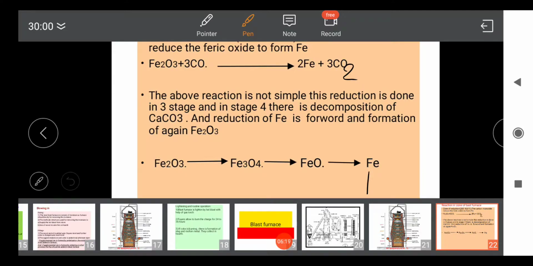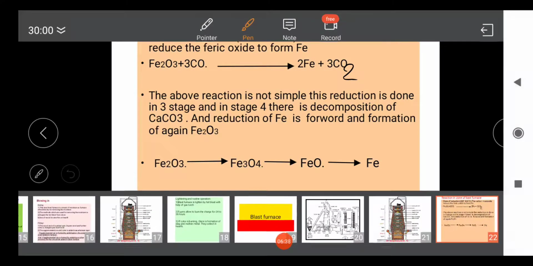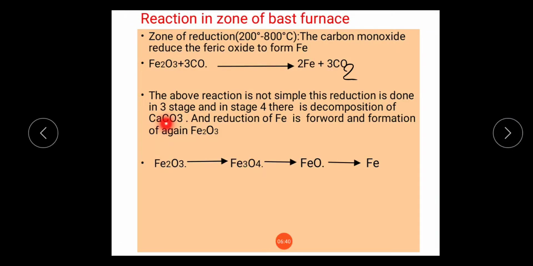These 3 steps I explained now, but in the 4th step, Fe is reacted with carbon monoxide and again forms Fe2O3, and simultaneously there is a decomposition of calcium carbonate, which forms calcium oxide and carbon dioxide.